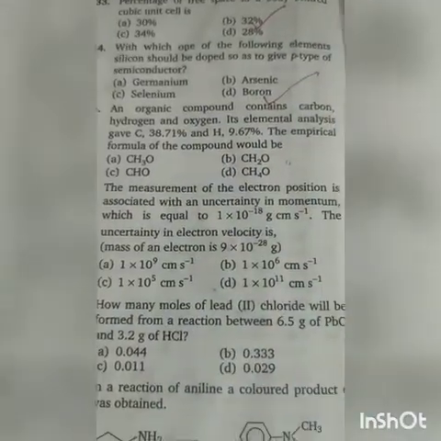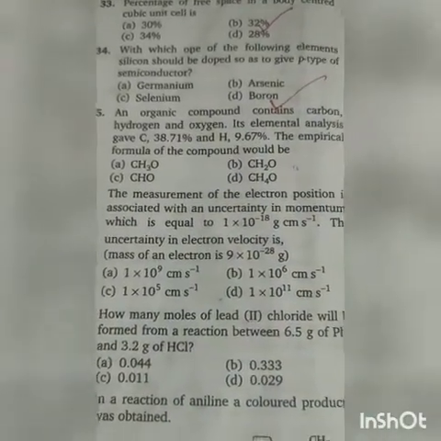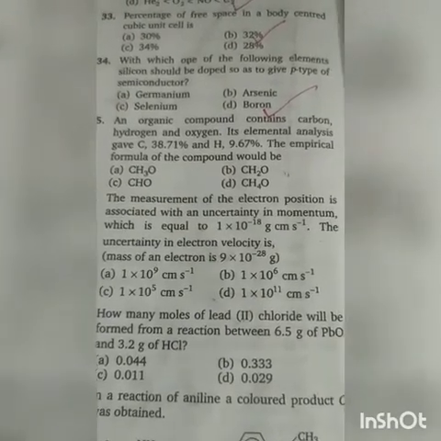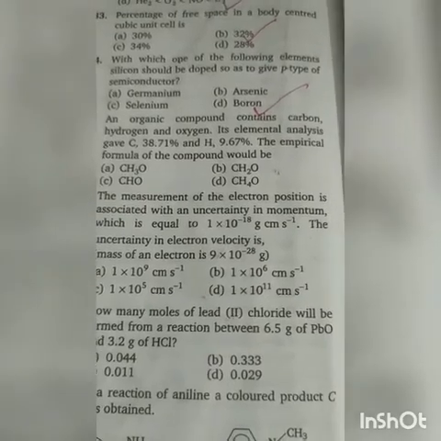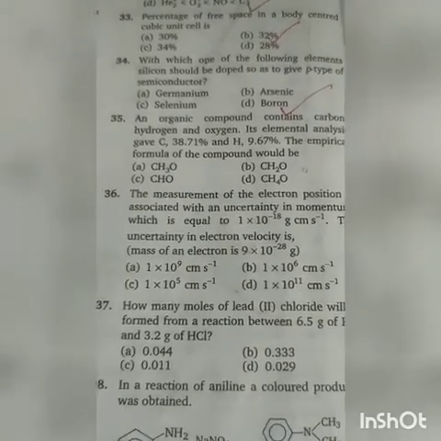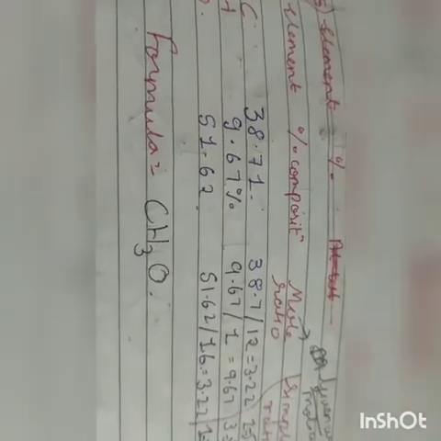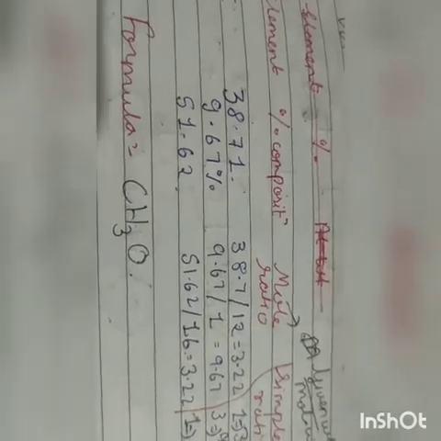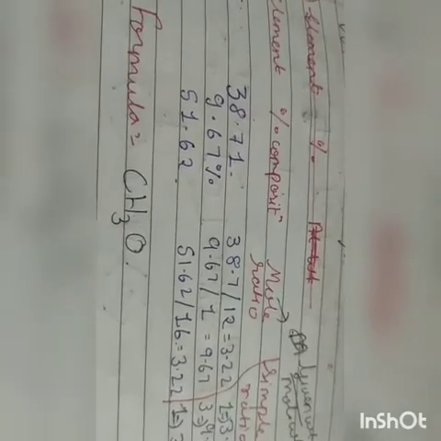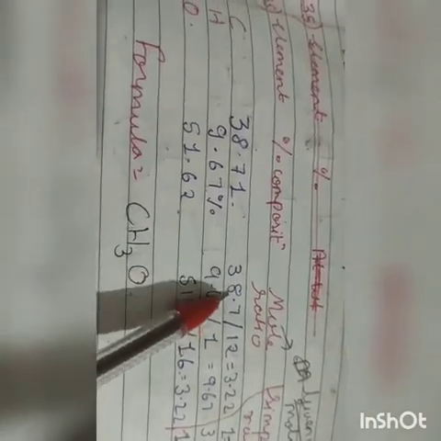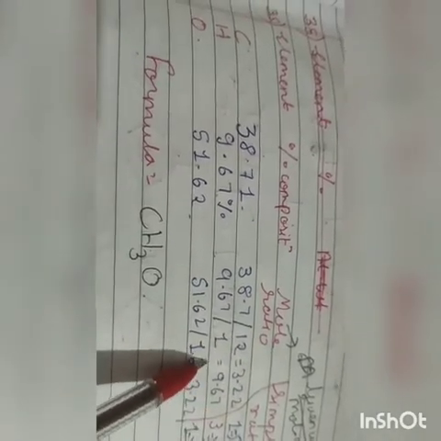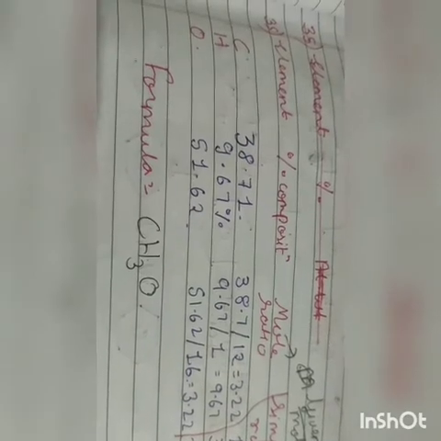Now question number 35. An organic compound contains carbon, hydrogen and oxygen. Its elemental analysis gave C 38.71%, H 9.67%. The empirical formula of the compound is? So here are the elements and their percentage composition. First we'll find the mole ratio. The mole ratio is given weight by molecular weight. So for carbon it is 3.22, hydrogen 9.67 and oxygen 3.22.